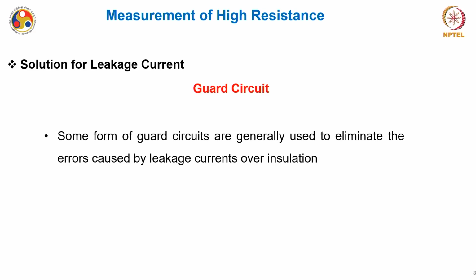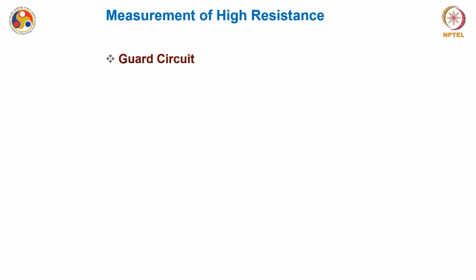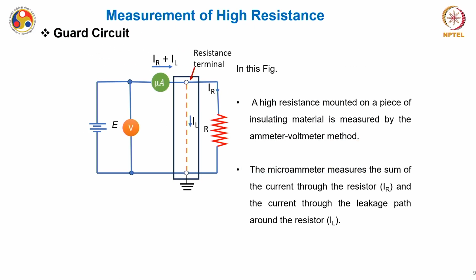These are certain challenges that we face while measuring high resistances, but the major challenge that we actually face is the first one that we have seen, the high leakage current in this kind of measurement. To eliminate the leakage current, or at least to minimize it, a guard circuit is used. So, let us see what a guard circuit is and how it can eliminate errors caused by leakage current over the insulation.